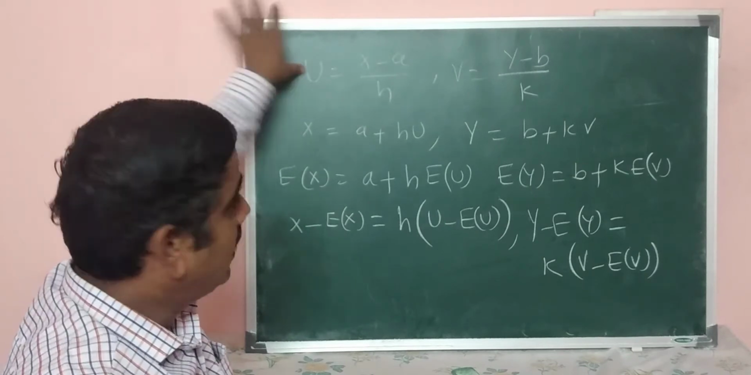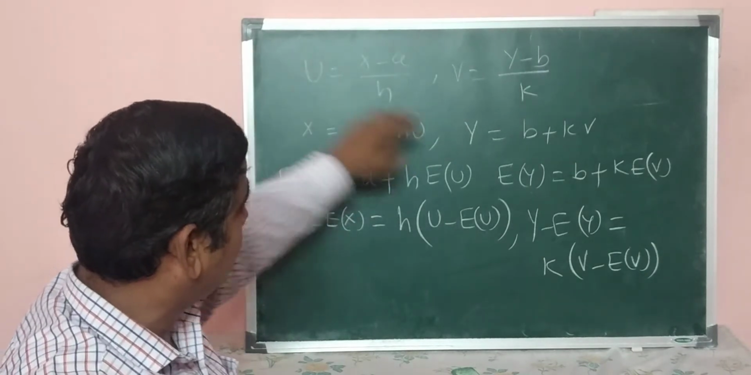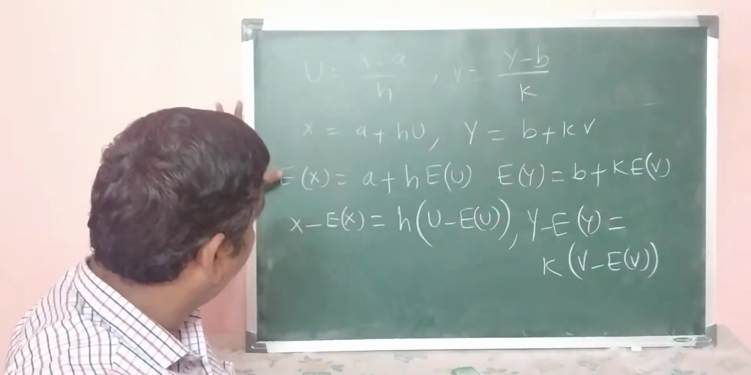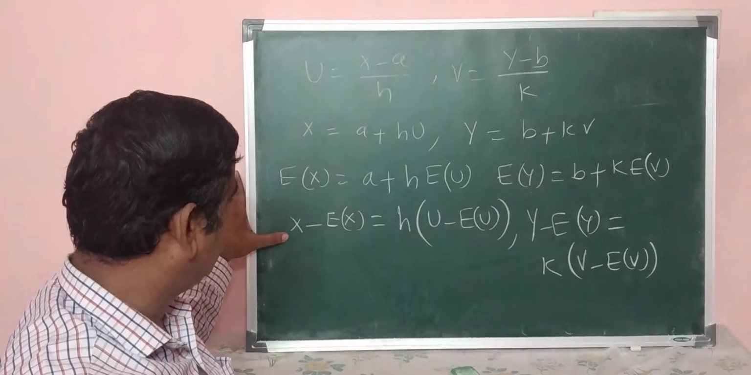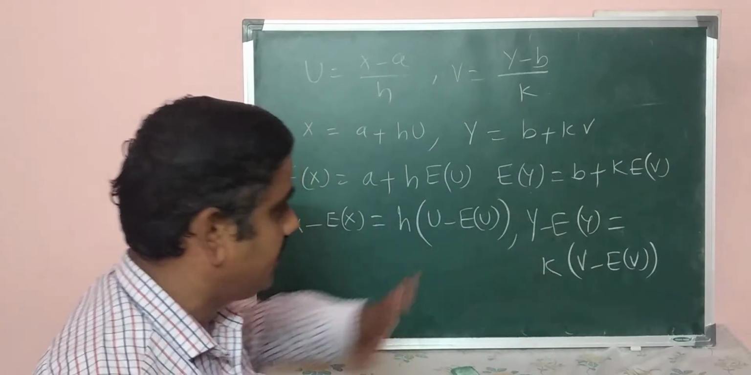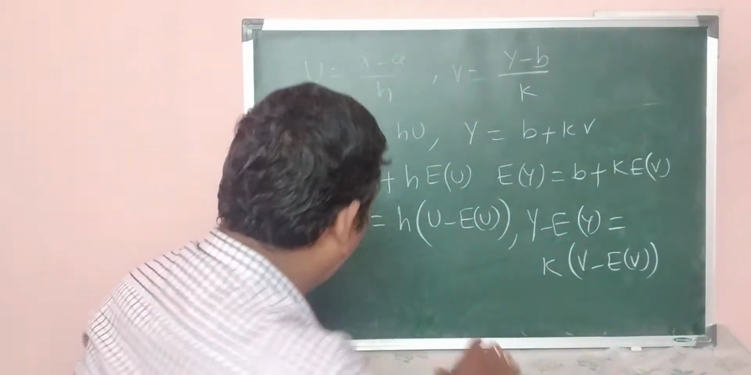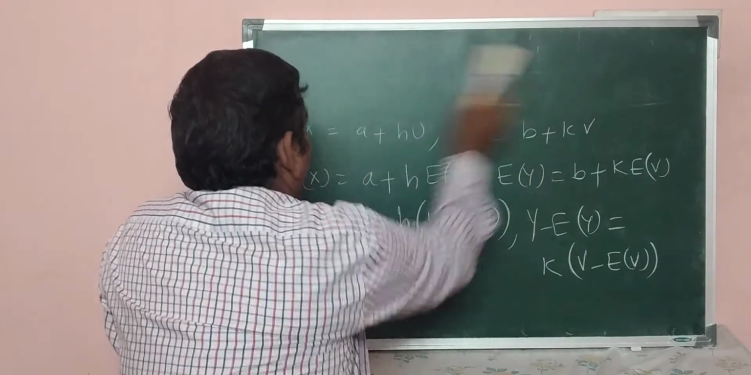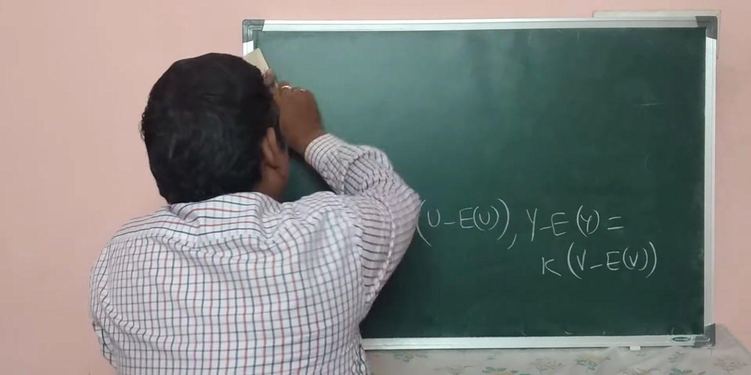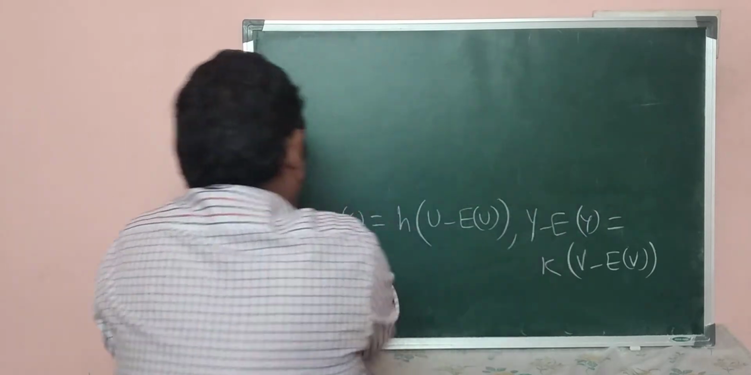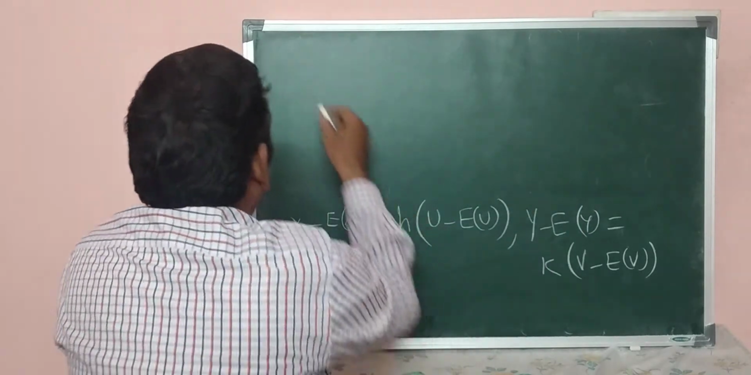U is this and v is this. I have calculated x and y, and then I have calculated expectation of x and expectation of y. Then I have calculated x minus expectation of x and y minus expectation of y. These two values, I write here, so that I calculate covariance and variances. Right? So I write these values.